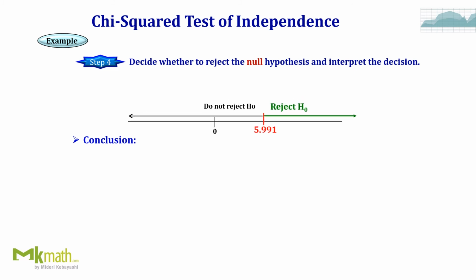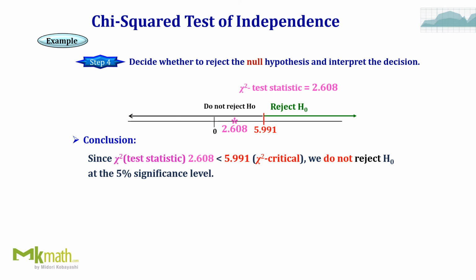The diagram is showing the rejection region, the right side of 5.991 from second step. We just found the test statistic for this question as 2.608. Placing the test statistic on the number line, we find that it is not in the rejection region. Since the test statistic is less than the critical value, we do not reject the null hypothesis. We could not reject the H0, so now we cannot support the H1 statement either.